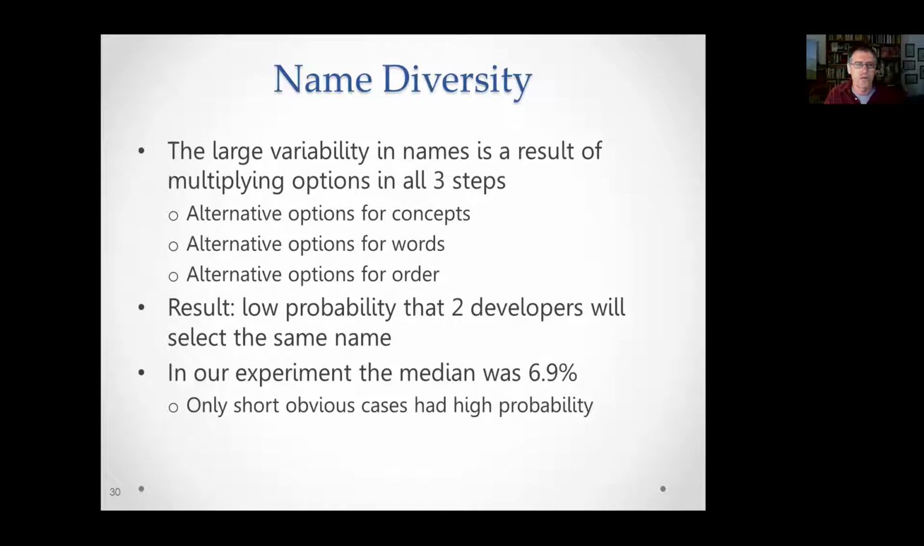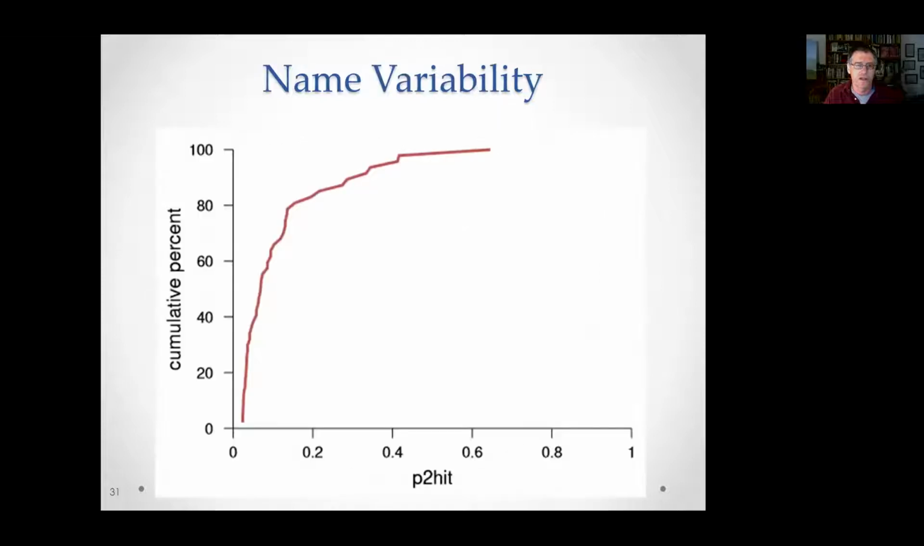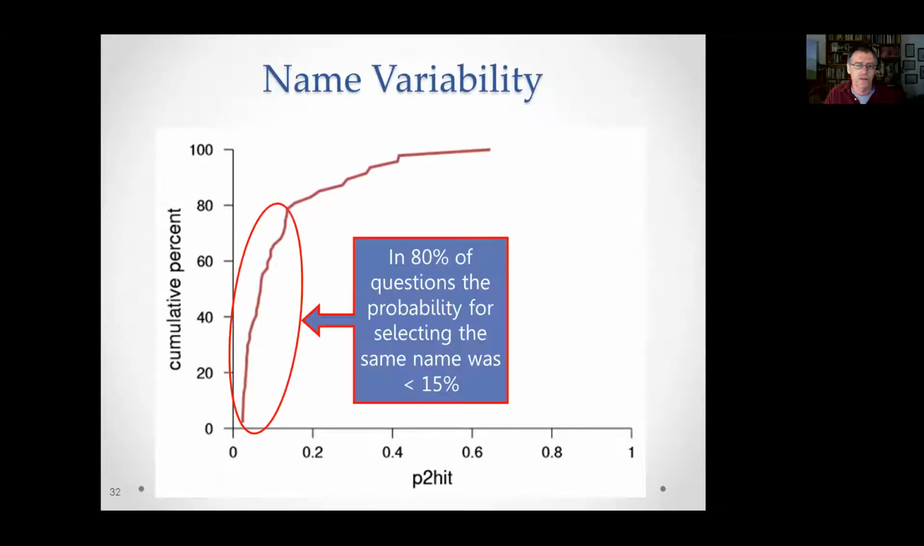So multiplying all of these options together results in a low probability that 2 developers will eventually select the same name. In our experiment, the median for selecting the same name was 6.9%. And if we look at all of the results, we find that in 8% of the questions, the estimated probability of selecting the same name was less than 15%.